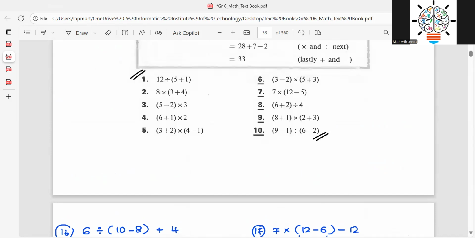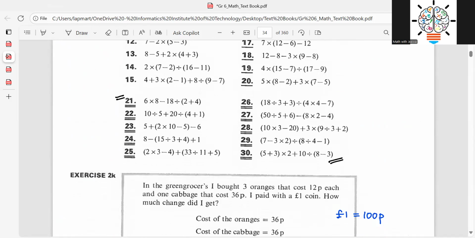The first 1 to 10. So you want to do 1 to 10, and then you want to do 21 to 30. Okay. So then if you can't understand, don't worry. You just mention it in the video itself. Then I will bring the answers for the doubts you have in the next video. So then these are the 20 questions you want to do.